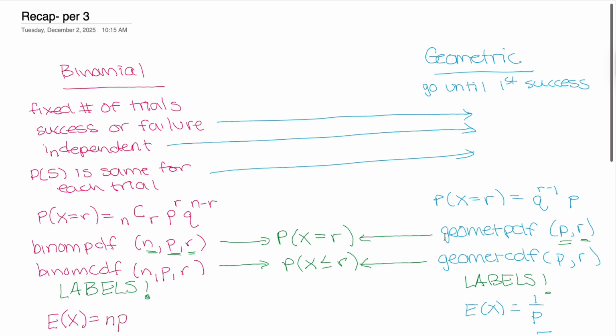Geometric PDF is also getting the probability of an exact value. You are only going to label p and r. You don't have to label n, because think about that. In geometric distribution, n is a variable in this case, because we don't know until what nth term we will make the first success. Therefore, we don't have to include n. Geometric CDF is also the probability of getting at most that r value, which is p, r labels.